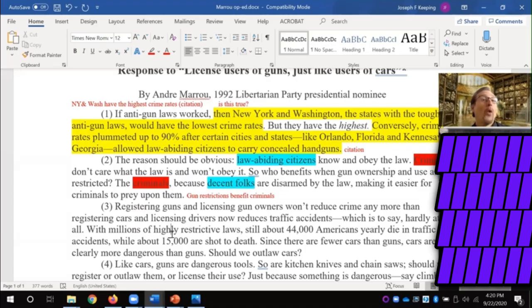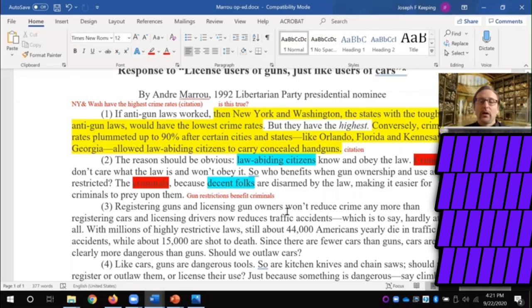Way more. We would have way more. So his claim that licensing drivers and registering cars doesn't reduce traffic accidents is just wildly wrong. He also says "hardly at all" without specifying what that means. That's so vague. That could mean literally anything. Yeah, he's not giving any statistics there. He's just saying something which sounds like a small amount.